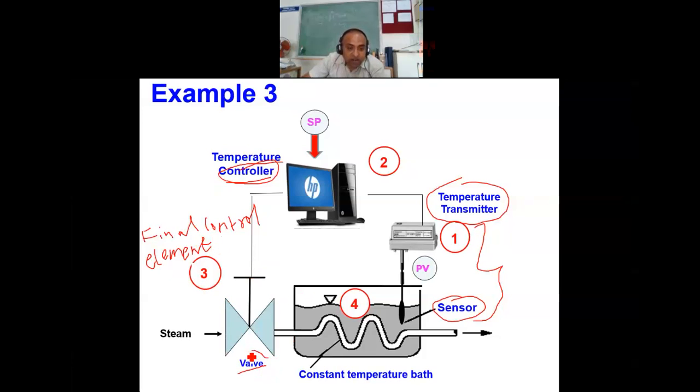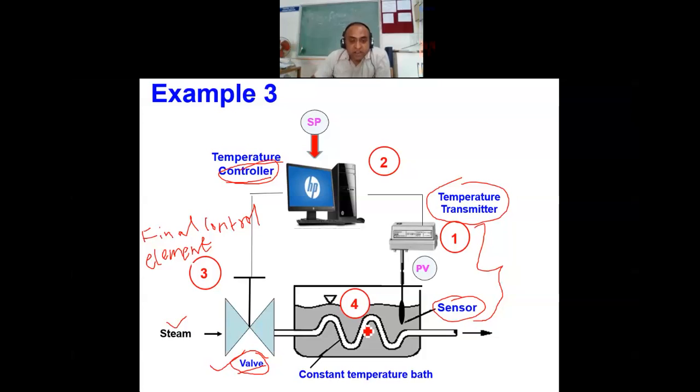Here, which is the final control element? It is a valve. Our final control element here is a valve. So the valve opens and closes and it allows the steam, so that you try to maintain the temperature in the bath at 60. So this is how it works.